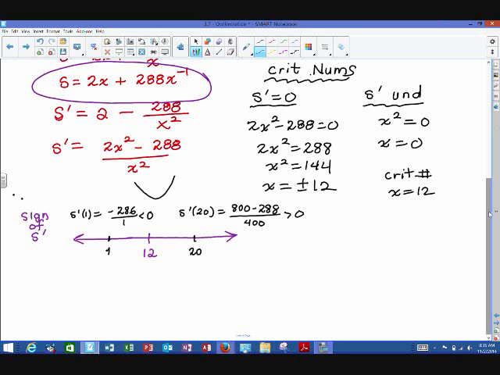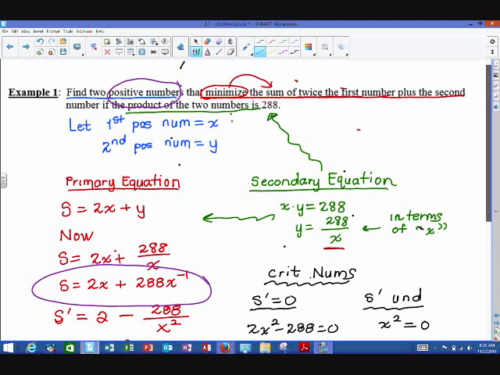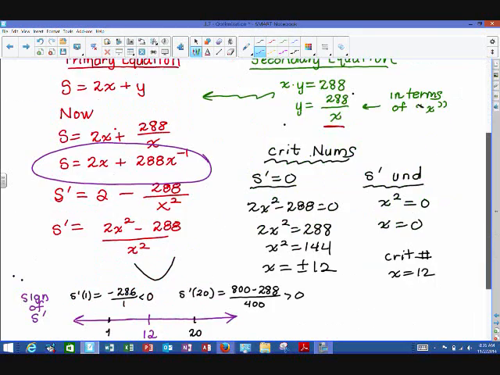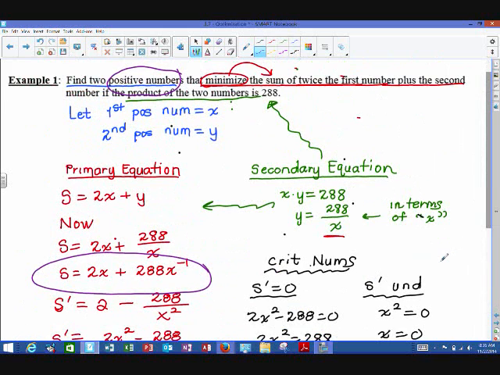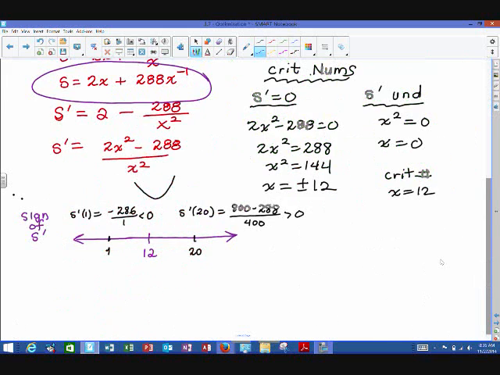So if we go back and think, well, what was the question asking again? It's been a while. Find 2 positive numbers that minimize the sum. Well, 12 is certainly one of those. Now we have to figure out what the Y value is. Best place to do that would be right back into this secondary equation. X times Y equals 288. So we just scroll down here. There we go. And we will use that secondary equation. And remember that 12 is now your X, trying to figure out what Y is.